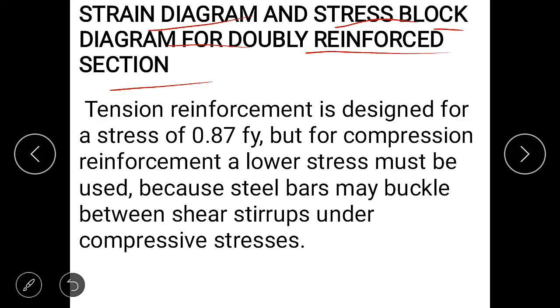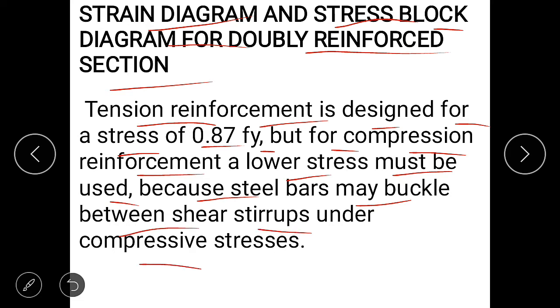Tension reinforcement is designed for a stress of 0.87 fy, but for compression reinforcement, lower stresses must be used because the steel bar may buckle between shear stirrups under compressive stresses.